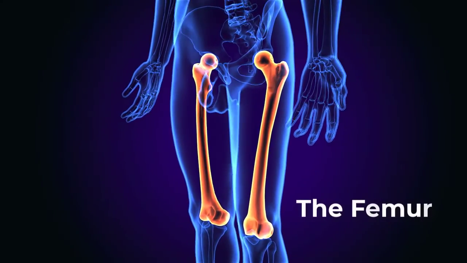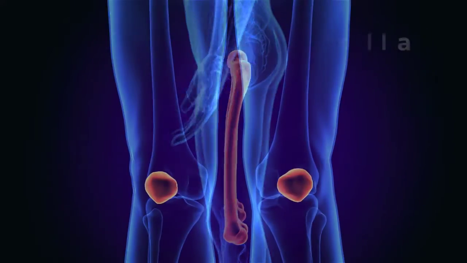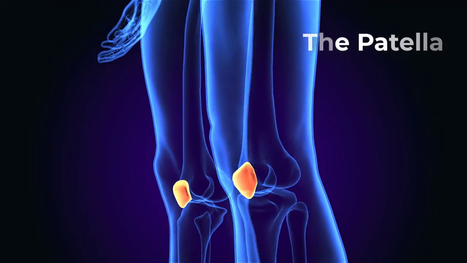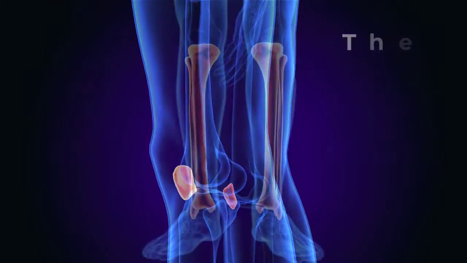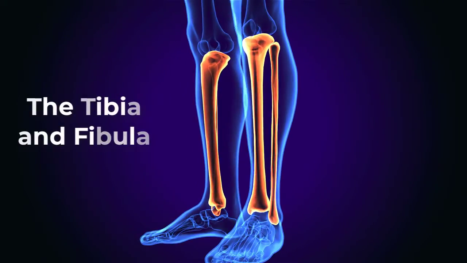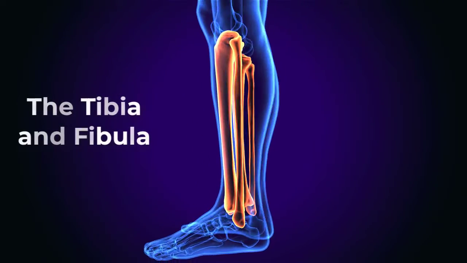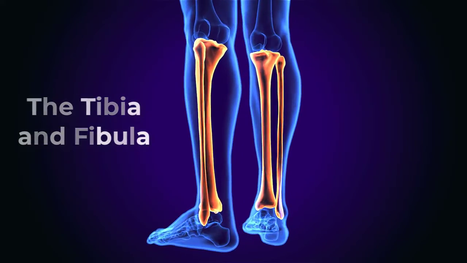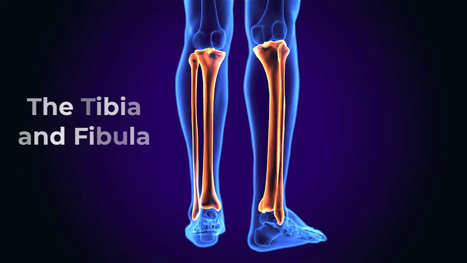The femur is the single bone of the thigh. The patella is the kneecap and articulates with the distal femur. The tibia is the larger, weight-bearing bone located on the medial side of the leg, and the fibula is the thin bone of the lateral leg.